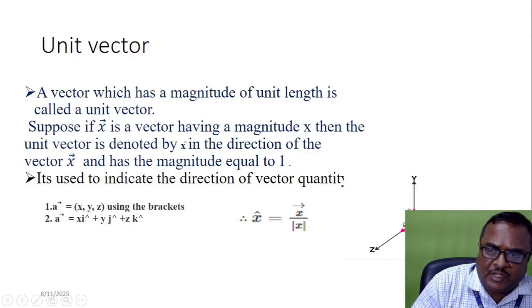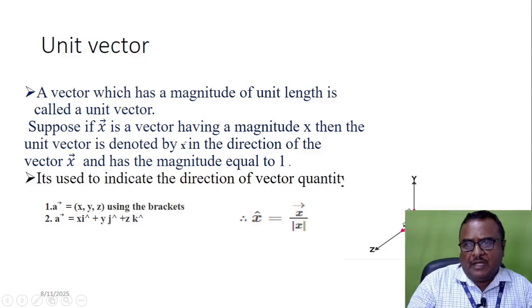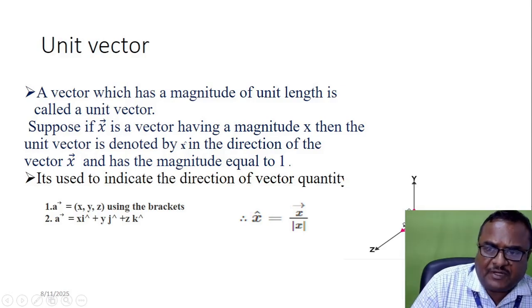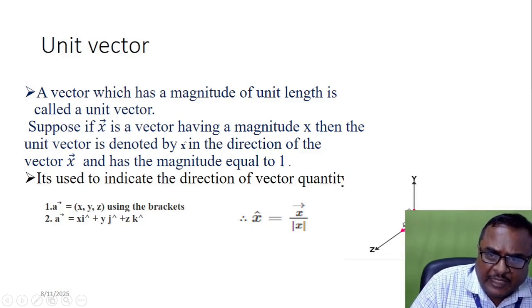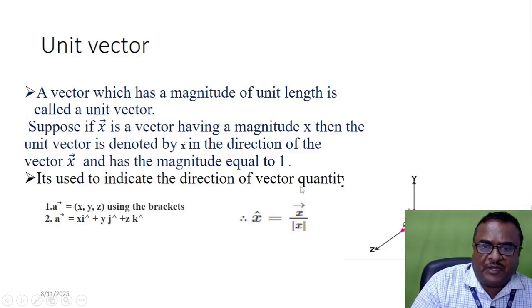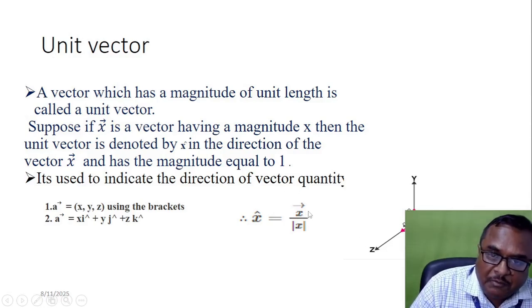Suppose in a Cartesian coordinate system, we have x, y, z. So we have three axes. Along the x axis we have the direction i vector, along the y axis we have j vector, and along the z axis we have k vector.